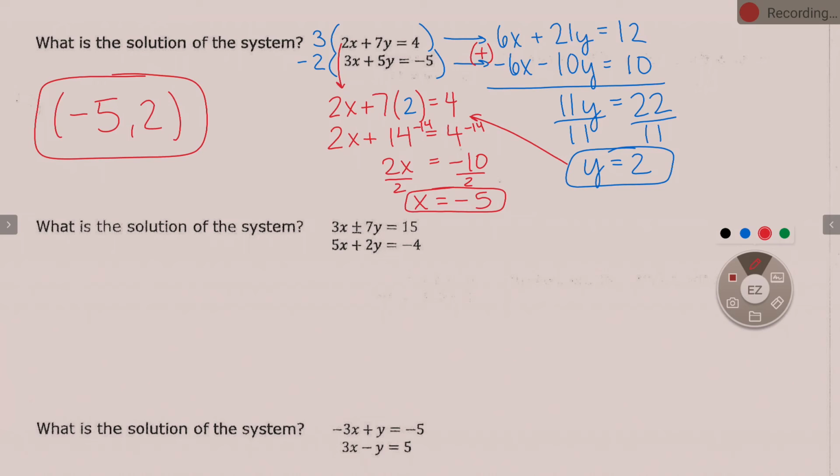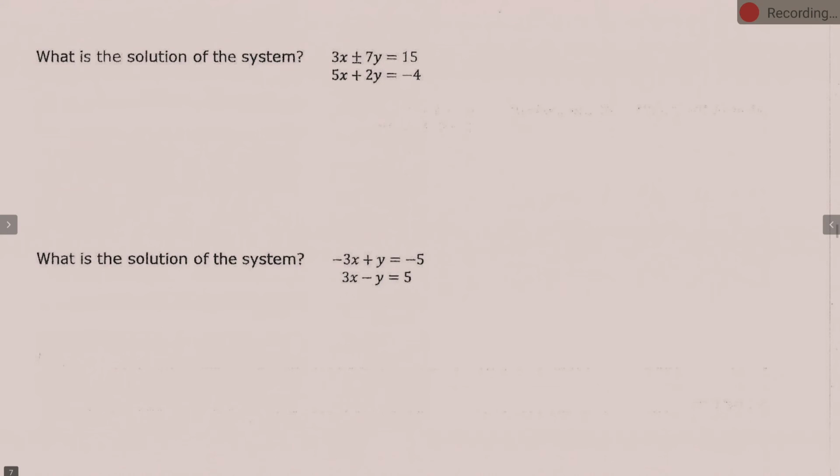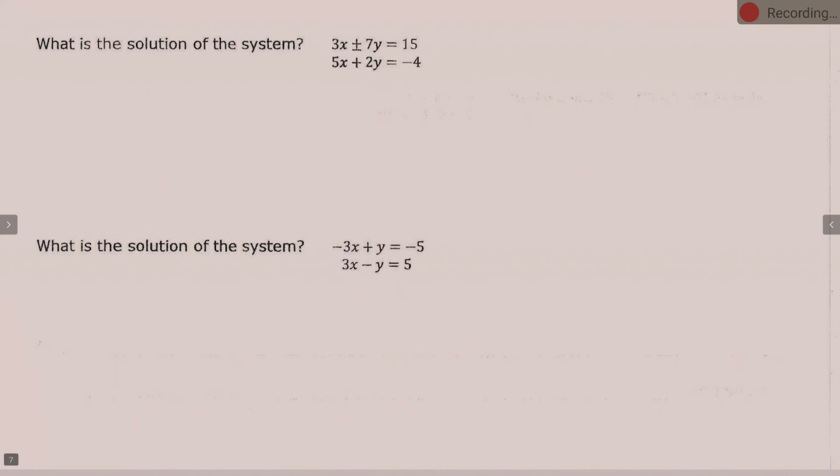Okay? So, now, there is a typo in the next one, isn't there? There is. It's not supposed to be a plus or minus. That's a typo. It should be a plus: 3x plus 7y equals 15. Maybe you guys didn't even catch it. I caught it. I just kind of figured it was notes.